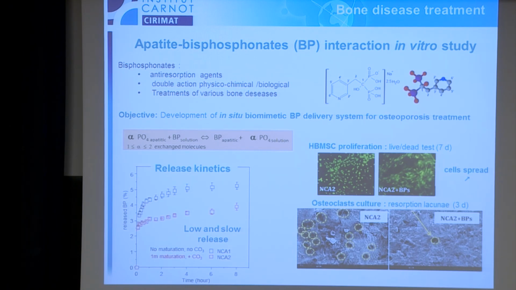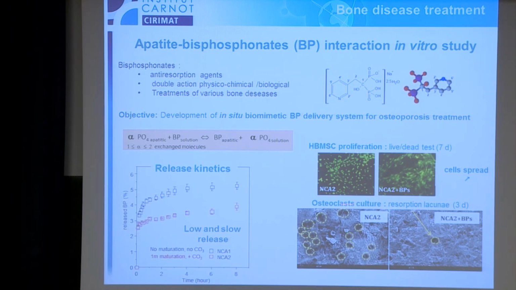And we also performed studies in contact with human bone marrow stroma cells and also on osteoblast or pre-osteoblast cells to see the adhesion, the proliferation and the differentiation of these cells in contact with nanocrystalline apatite and nanocrystalline apatite with bisphosphonates. And so we can see that after 7 days of test, the cells are spreading, better spread when we have bisphosphonates.